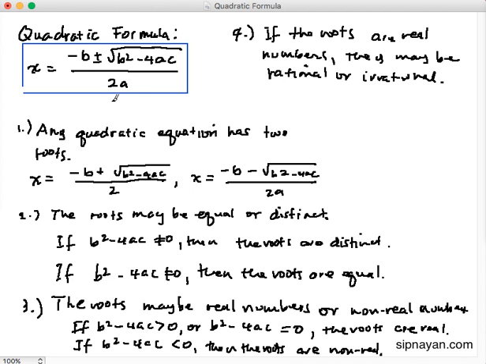And magkakaroon tayo ng mga examples nito, no, sa mga previous or sa mga susunod na videos natin. So, titignan natin isa-isa. We will have a quadratic equation and then we examine the roots. Siya ba ay equal or distinct? Siya ba ay real number o non-real? And then, if the roots are real, is it rational or irrational?